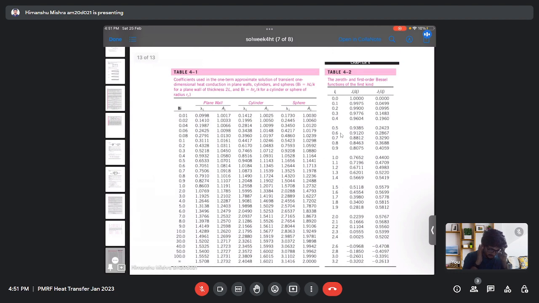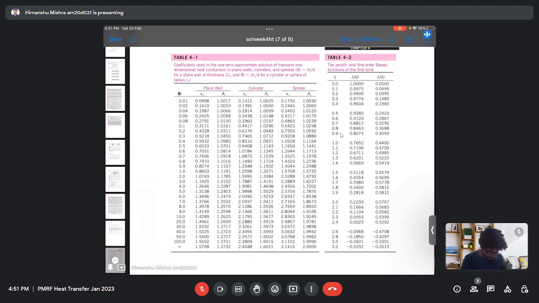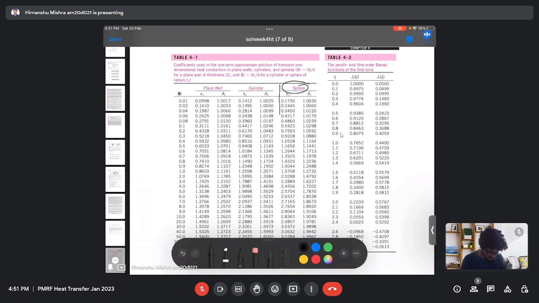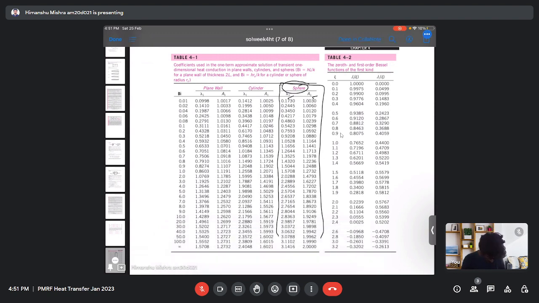So this is the chart I'm talking about. We need to consider the spherical geometry for this, so we need to look into this column. This is my lambda 1 and A1, and we need to look for Biot number 47.8, which will lie in this region.